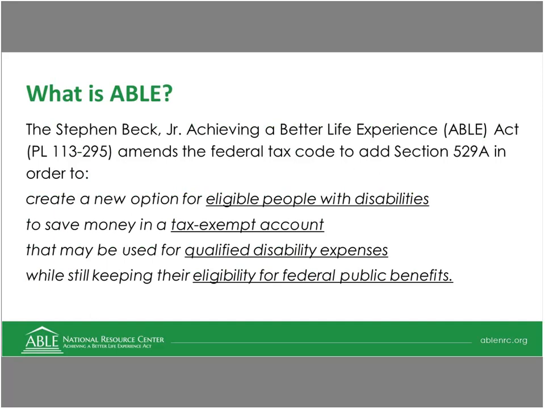Okay, so what is ABLE, right? ABLE is the Stephen Beck Jr. Achieving a Better Life Experience Act, or ABLE Act. And what it does is it amends the federal tax code to add Section 529A in order to do the following. It creates a new option for eligible people with disabilities to save money in a tax-exempt savings or investment account, and the funds in that account are to be used for qualified disability-related expenses.